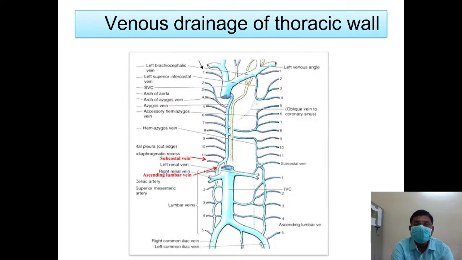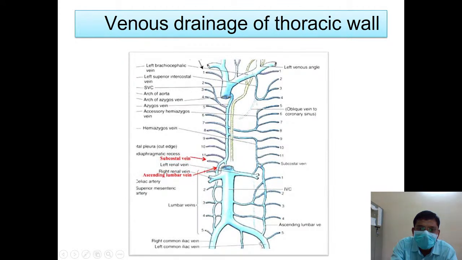Coming to the venous drainage. The venous drainage of the thoracic wall, all the venous blood, is drained by three important veins. I kept this picture because the azygous system of veins is a very important essay question for you in the examinations. It's a very important essay question. So that's the reason why I have kept this picture. Please see how the azygous veins are formed.